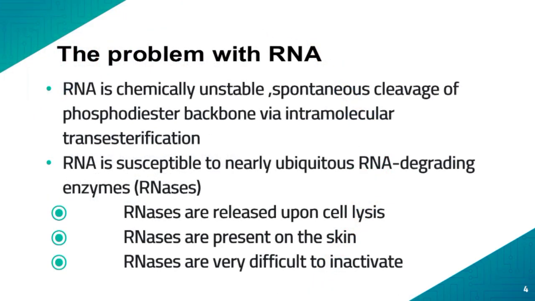The problem with RNA: RNA is chemically unstable. There is spontaneous cleavage of the phosphodiester bond via intermolecular transesterification. RNA is susceptible to the nearly ubiquitous RNA degrading enzyme, which is RNase. RNases are released upon cell lysis, and they are present on the skin, and it is very difficult to inactivate them because disulfide bonds confer stability and there is no requirement for divalent cations for activity.